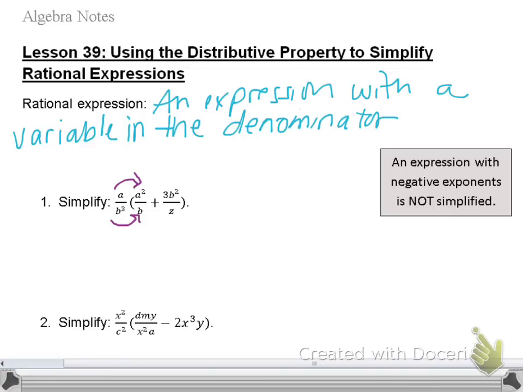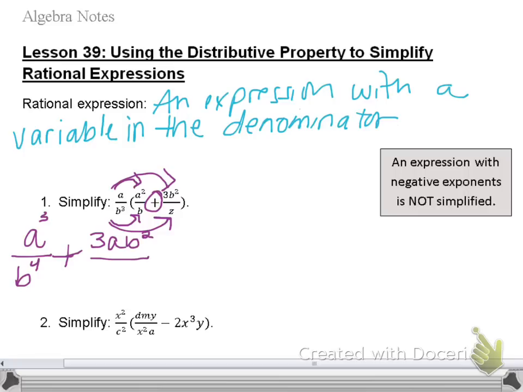So the first one, we have a times a squared, which is a cubed, and then b cubed times b would be b to the fourth. Then we have a plus sign here, and then we're going to distribute both to the next term. So a times 3b squared would be 3ab squared. And on the bottom we have b cubed. There are no other b's to add to that, and a z.